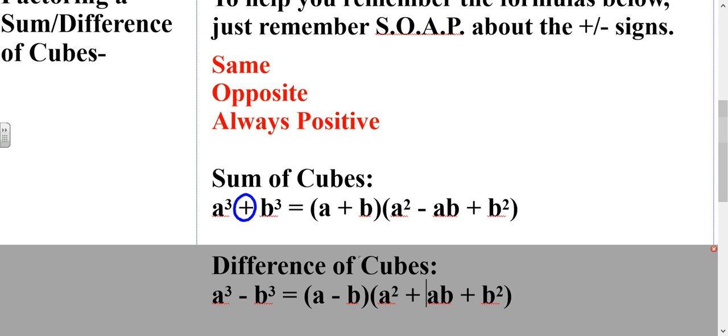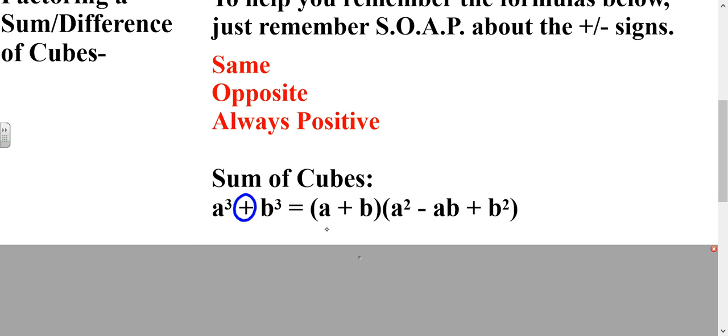All right, sorry, I had to change something. I noticed that the formula on these was incorrect. The formula should be a plus b times a squared minus ab plus b squared. So the sign is the same here as it was to begin with. This sign is the opposite of that, and this sign is always positive. So same, opposite, always positive.